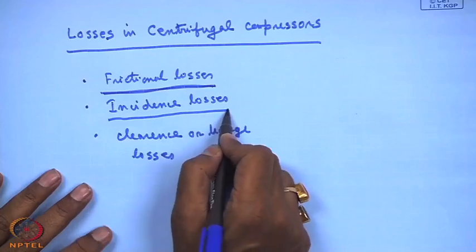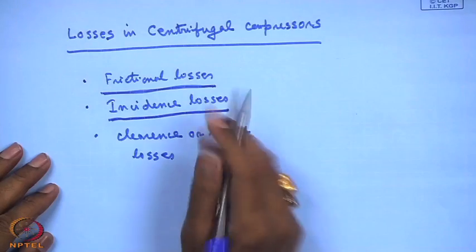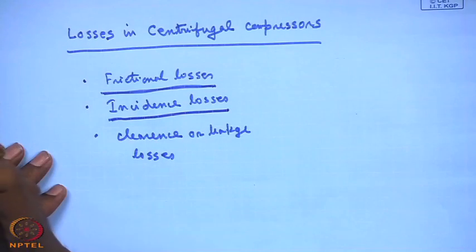Incidence losses are losses because the flow velocity, while flowing through the vane, does not follow the vane angles. If the direction of the flow velocity relative to the vane is not following the vane angle at the inlet, there are losses. This will happen if the compressor does not work at its design condition. So, at off-design conditions, the incidence losses take place when the flow cannot glide along the vane at its inlet and outlet, that is, the relative velocity angle differs from the vane angles.